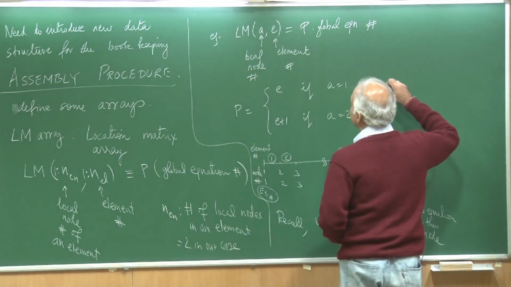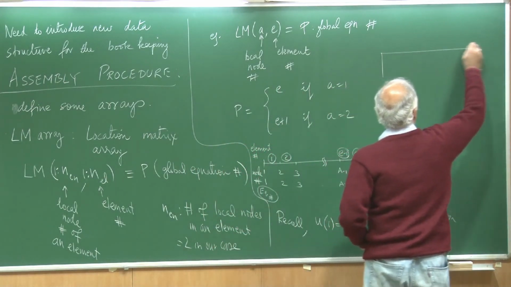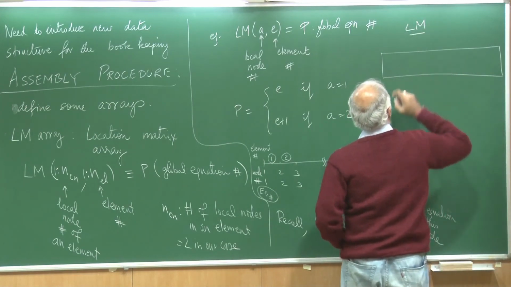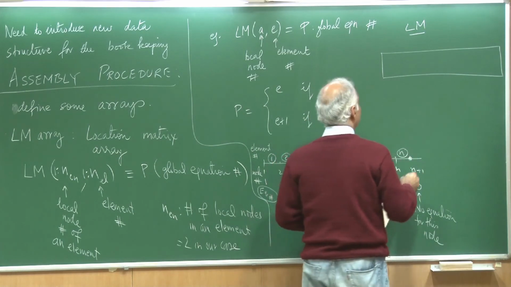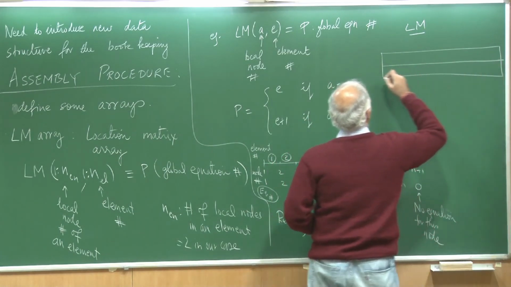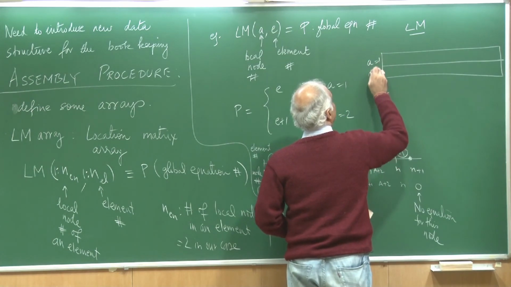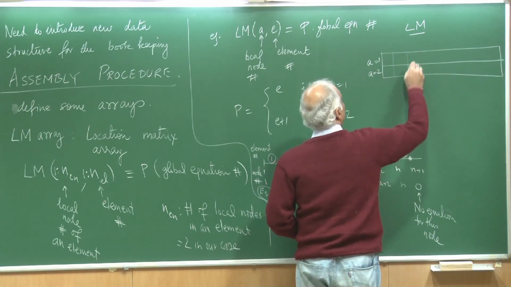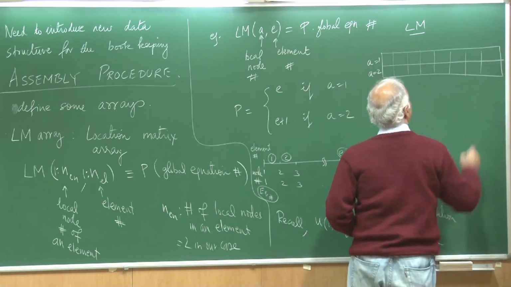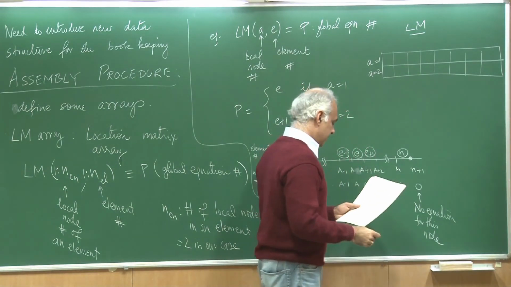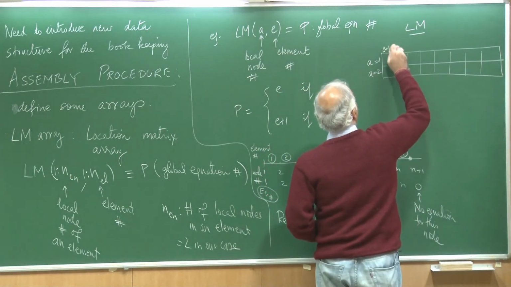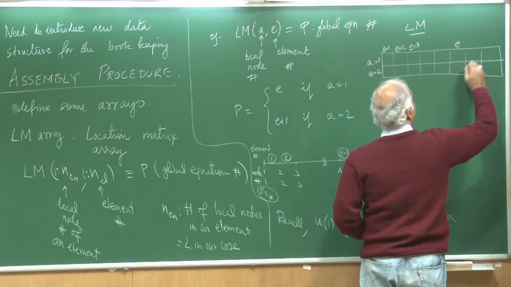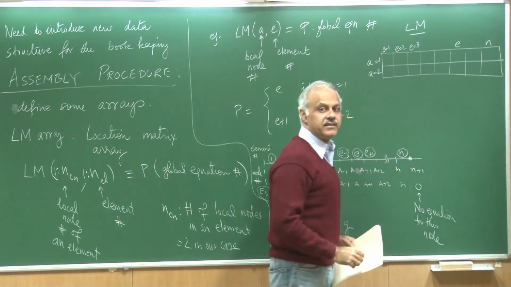So, I can now write down explicitly the LM array as the following. So, this is the LM array, and I will write down the local node numbers. So, this is A equal to 1, this is A equal to 2, and over here I will write down the various element numbers. So, this is E equal to 1, E equal to 2, E equal to 3, maybe this is element E, and finally I have element N.